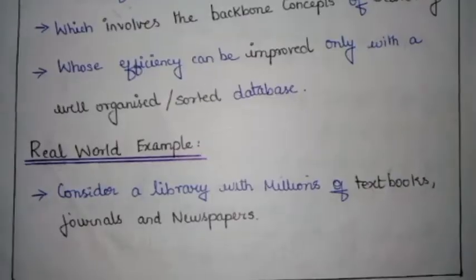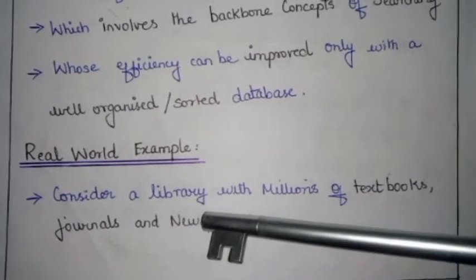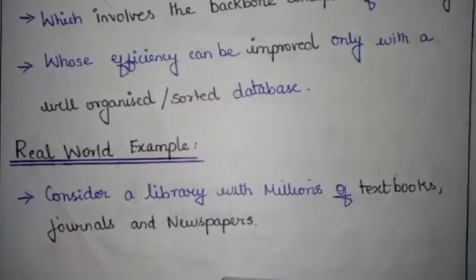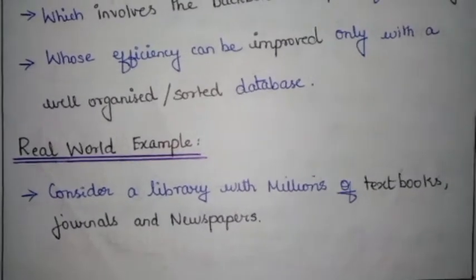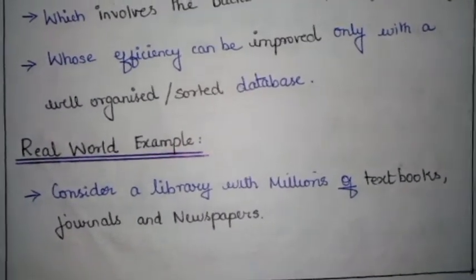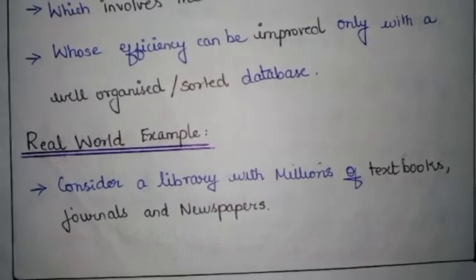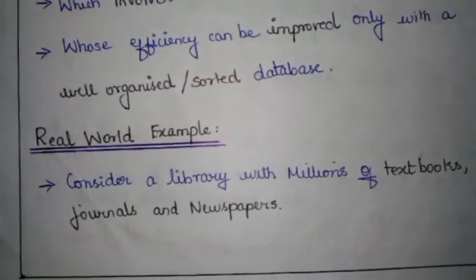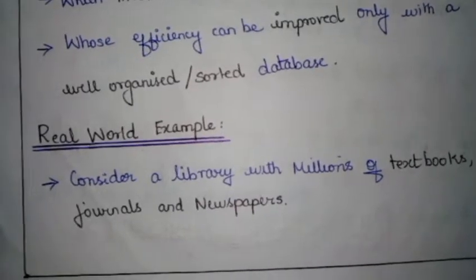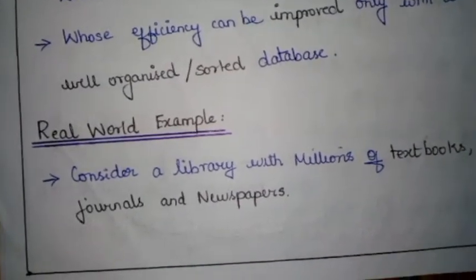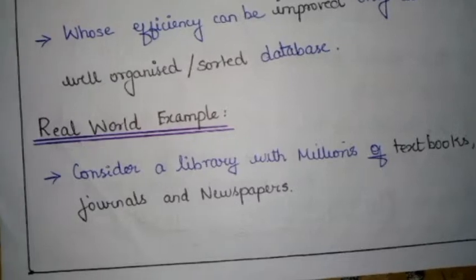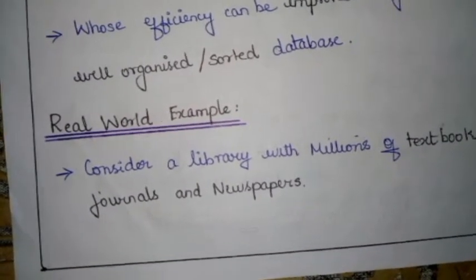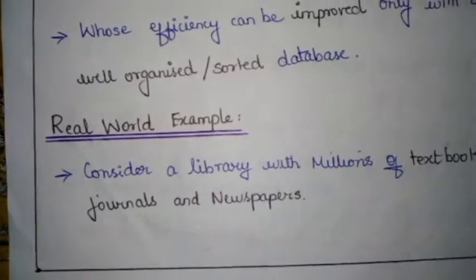Let us see a real-time example. Consider a library with a million textbooks, journals, and newspapers. If you want to pick up a particular book of a particular author, how much time will you take? Can you just imagine? If the library is not digitalized, how do you perform searching and how do you get that book? Can you just imagine the time it consumes?